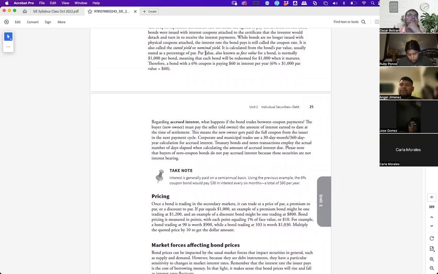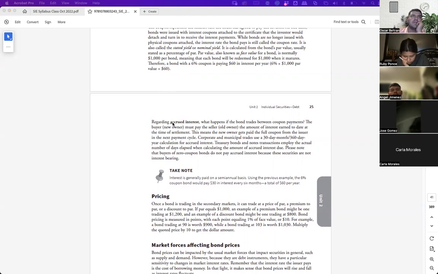All right, now here it talks about par value, which is also known as the face value of a bond. That could be $1,000 per bond. Okay. So right here it says a bond with a 6% coupon is paying $60 in interest per year. Now, the reason they say this is because when it comes to bonds, the interest is going to be paid out semi-annually. So that's why they're going to break it apart into two parts.